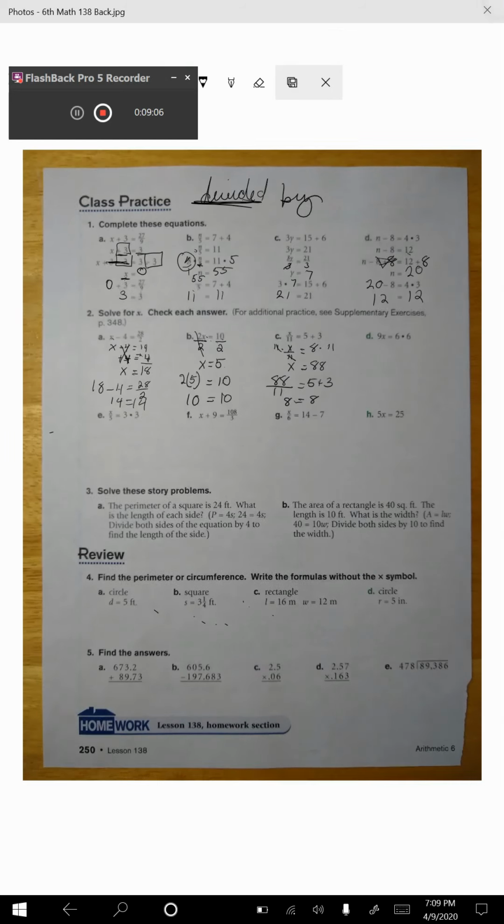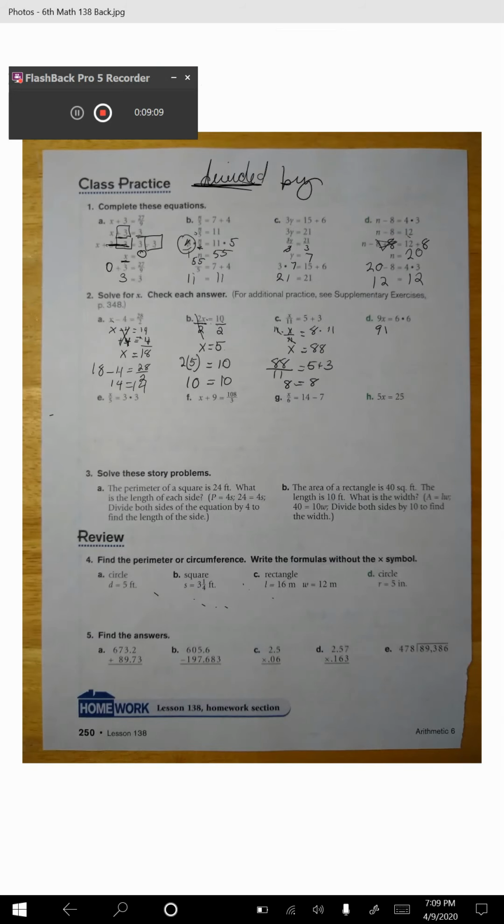9x equals 6 times 6. Well, 6 times 6 is 36, so let's go ahead and put it. All right, and now I'm going to divide by 9 because that'll make a 1, right? And divide this side by 9. These are gone. X equals 4. So 9 times 4 equals 6 times 6. I'll just put parentheses on both sides. All right, 9 times 4 is 36. 6 times 6 is 36.